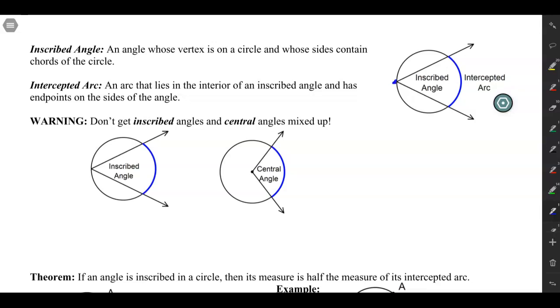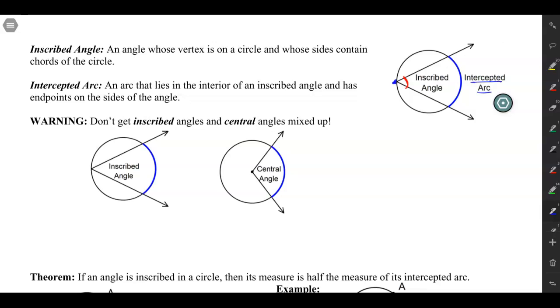Whenever you have an inscribed angle, it's going to create what's called an intercepted arc. An intercepted arc is the arc that lies in the interior of an inscribed angle and has endpoints on the sides of the angle. And you can see this picture over here. The inscribed angle would be this red angle right here. And then the intercepted arc is the part that's highlighted in blue.